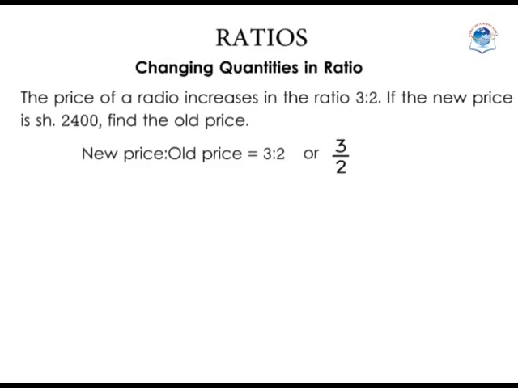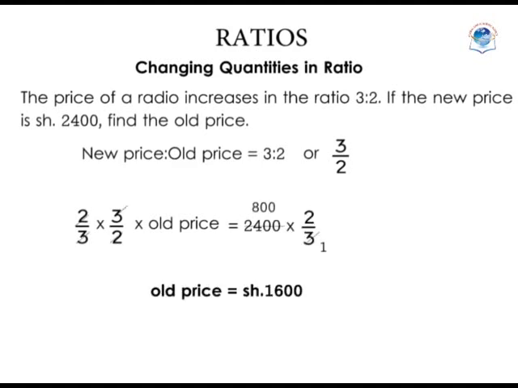If we multiply this ratio by the old price, then that should give us the new price. So 3 over 2 times the old price, which we don't know, should give us 2,400. To get the old price, we multiply each side of the equation by 2 over 3. And that should give us 1,600 shillings.